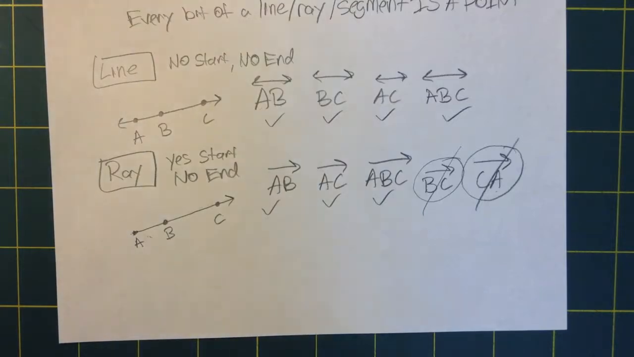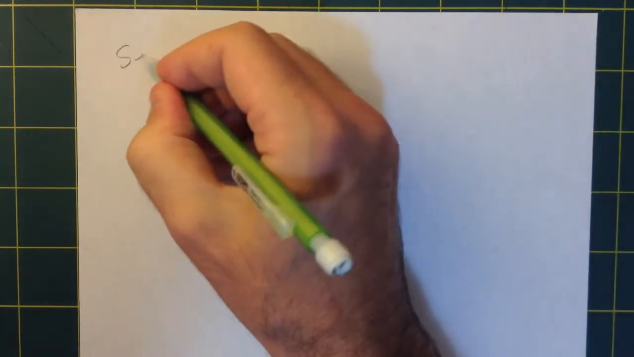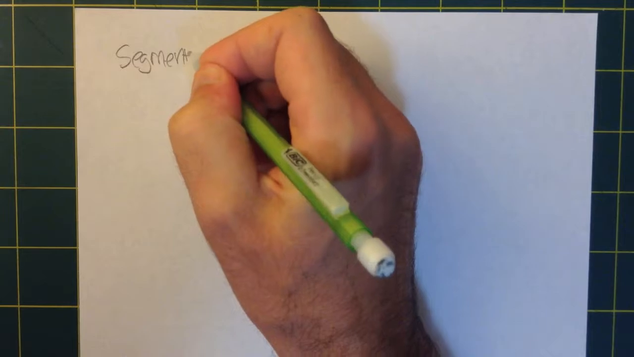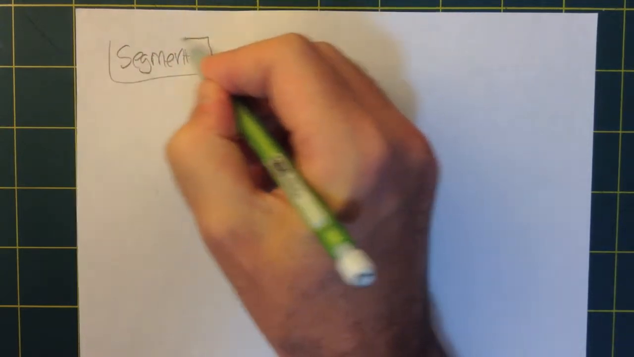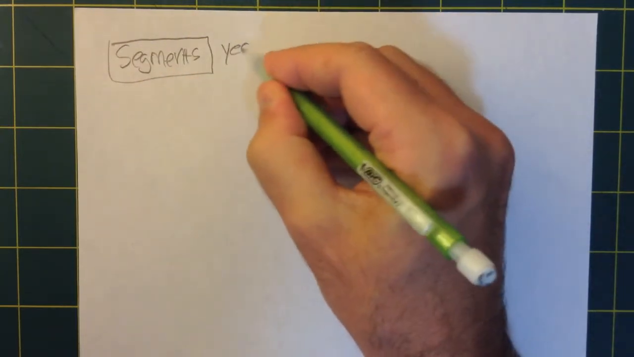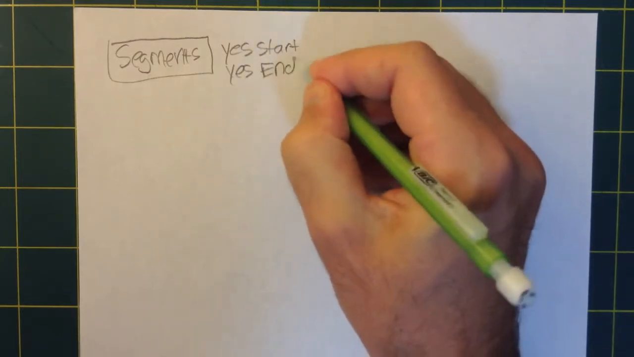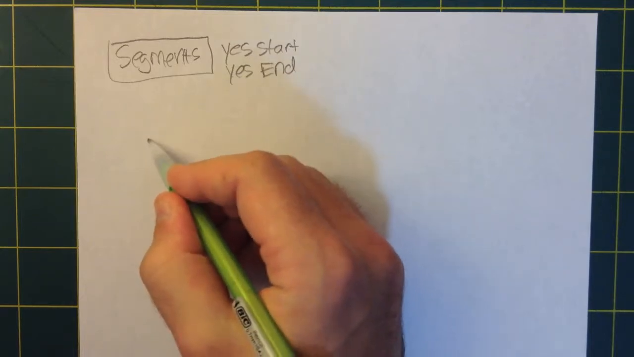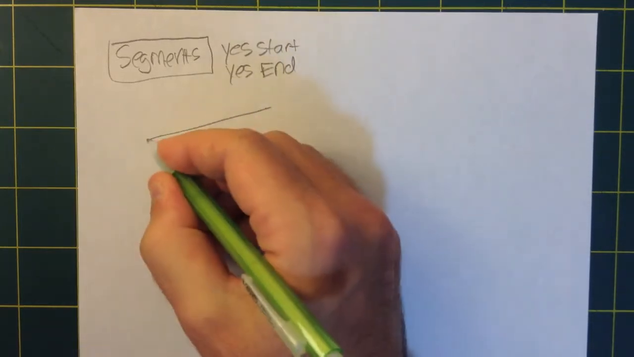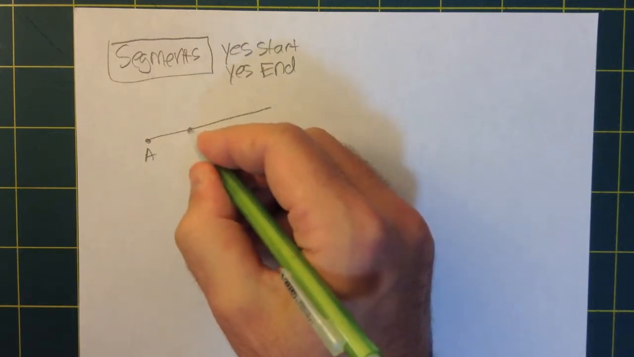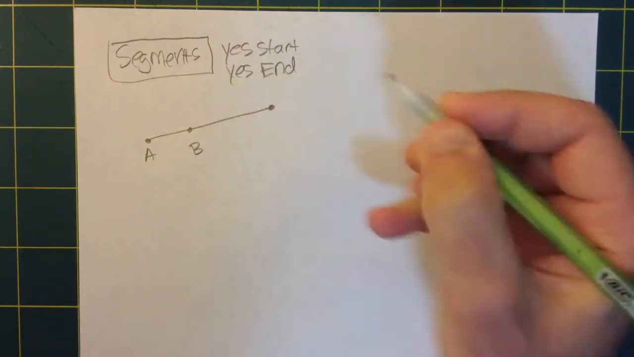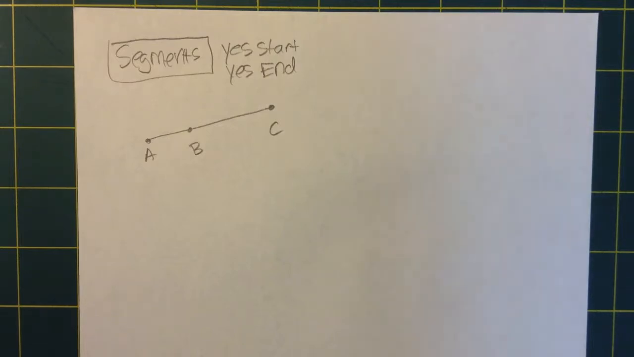And the last of the 1D objects that we'll talk about here are segments. So segments, yes, they start, and yes, they end. This segment that we're going to draw here, let's say it started at A, this was point B, and this was point C. Depending on which combination of letters I use, I could refer to different parts of this segment.